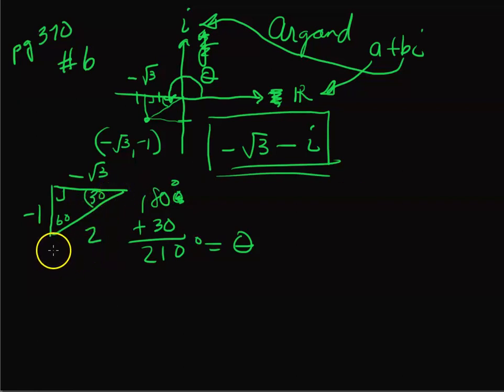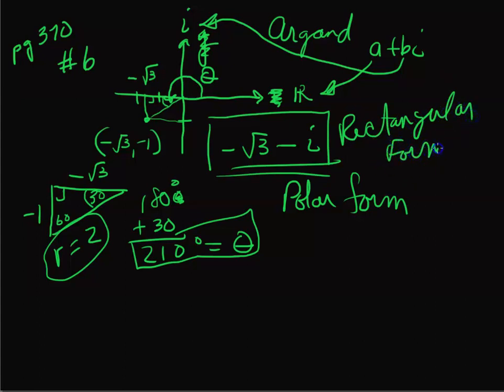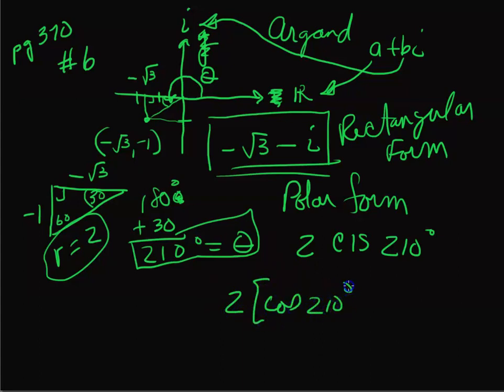What is our r? r is 2, theta is 210 degrees. So in polar form, this is rectangular. Polar form or trigonometric form, it's r, which is 2, cis, theta, which is 210 degrees. If you want the whole thing, it's 2, which is r, cosine 210 degrees, plus i sine 210 degrees. And now we've got this written a bunch of different ways. Boy, a lot of steps.